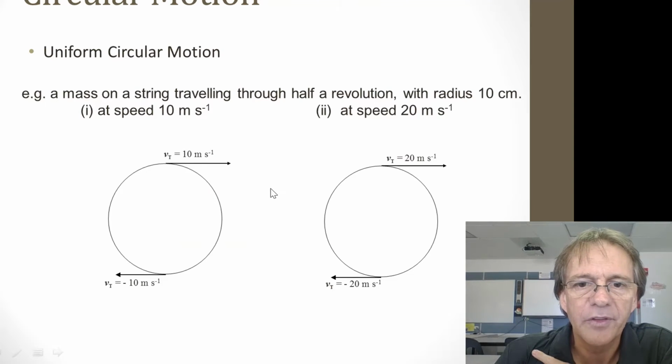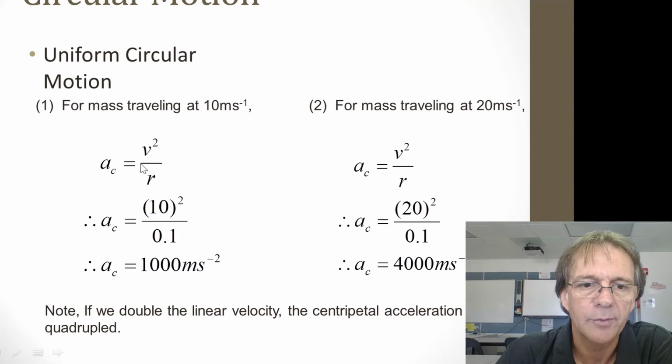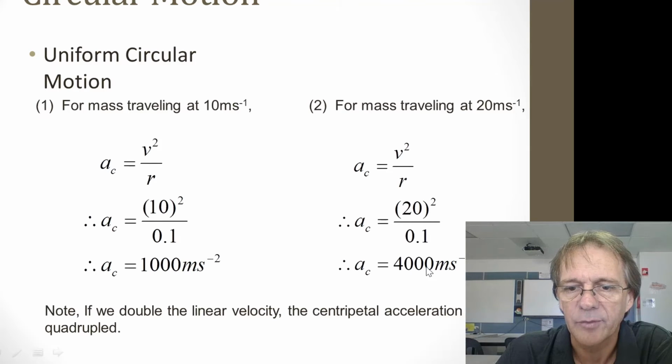So you can do some simple examples of this. If you've been given a radius of 10 centimetres or 0.10 metres at a speed of 10 metres a second, versus a speed of 20, is the centripetal acceleration needed the same? If you use your cheat formula that's on the formula sheet, it's just 10 squared divided by 0.10, and you get an acceleration, which you should round to two significant figures, of 1,000 metres per second squared, whereas here it's 4,000 because the speed is twice as big. You'll find you get 4 times the acceleration, because acceleration is proportional to the speed squared.